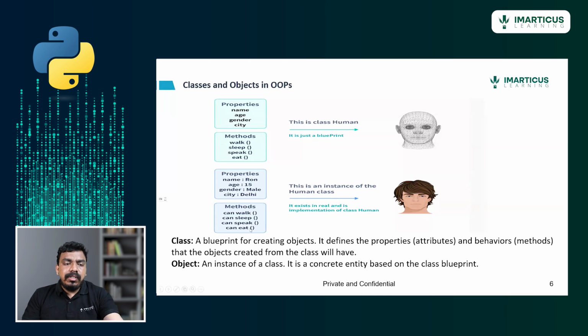As I mentioned here, an object is nothing but an instance of a particular class. A class is nothing but a blueprint for creating any object, right? It defines the properties, attributes, as well as behavior, that is methods, that an object created from the class has. An object is nothing but an instance of a class. It makes the entire class concrete.